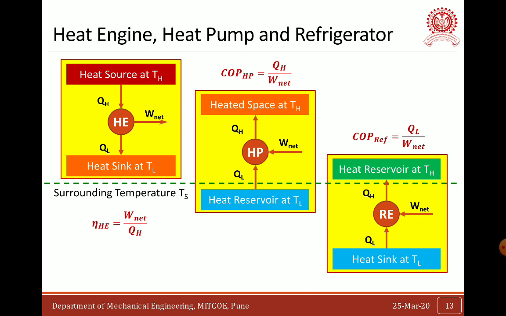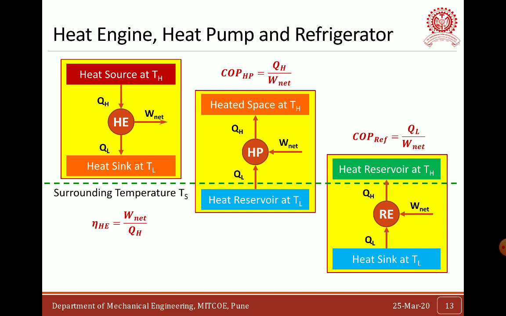In the case of a heat pump, our aim is to heat the space, and we take heat from the surrounding, which is almost at the surrounding temperature or slightly lower than the surrounding temperature, and we reject that heat to the hot temperature region or the high temperature region. For doing this, because it is not natural, as naturally heat flows from higher temperature to low temperature, that's why external work is required. So this W net is nothing but the work we are providing so that heat can be taken from the low temperature reservoir and given to the high temperature reservoir.